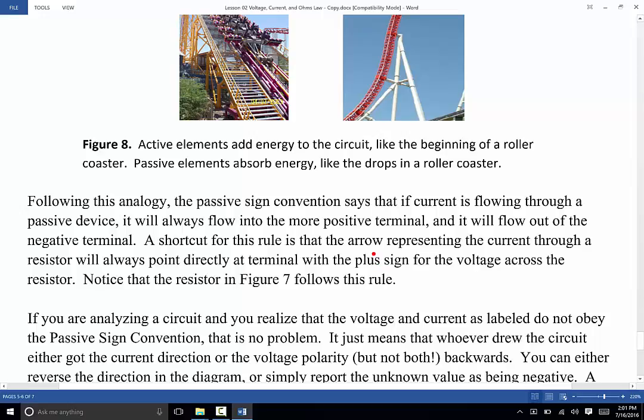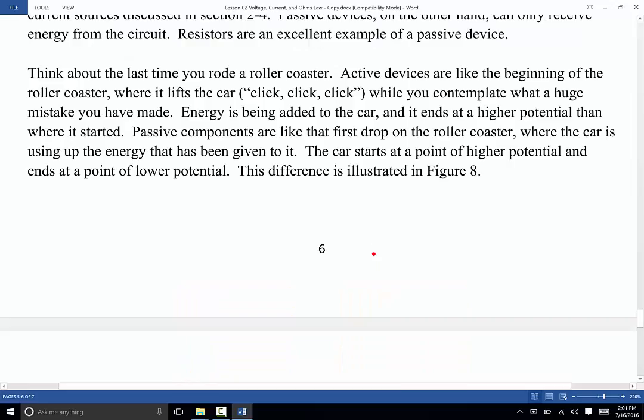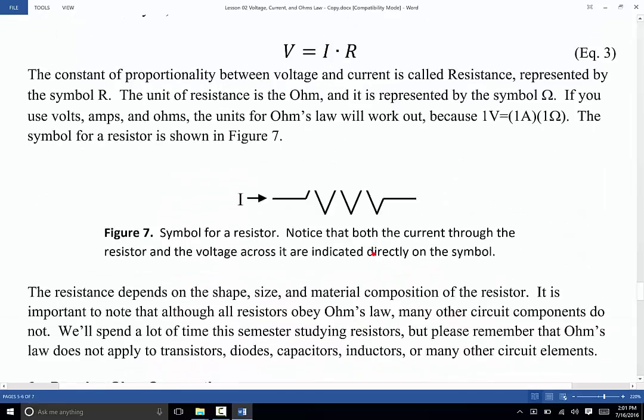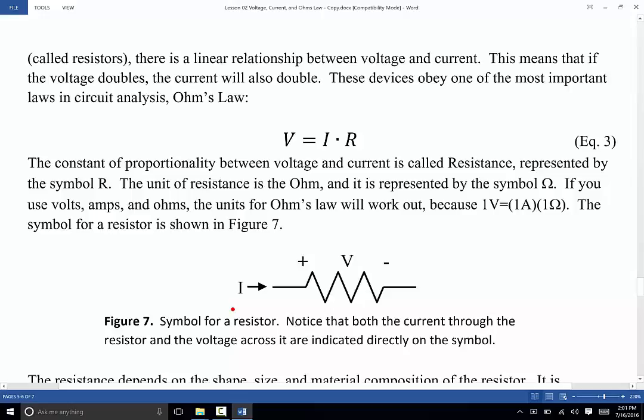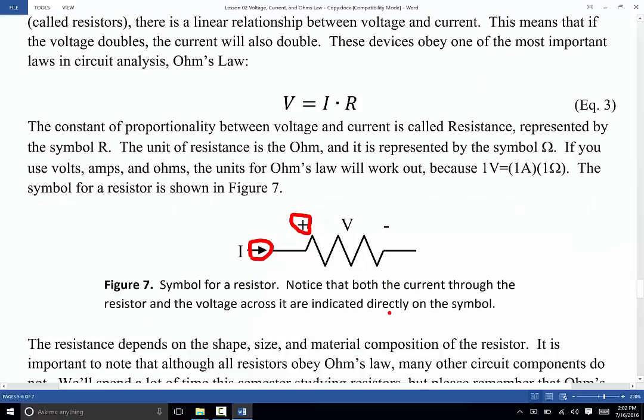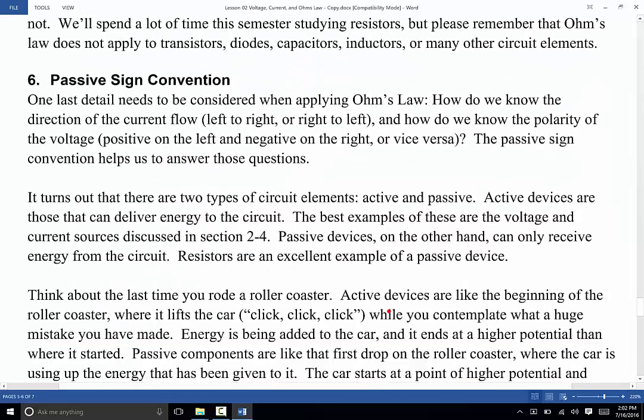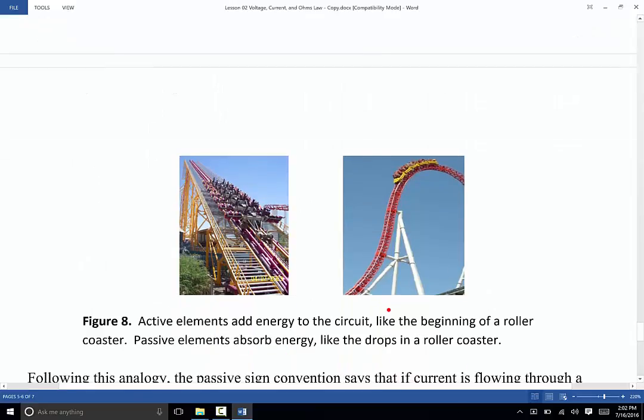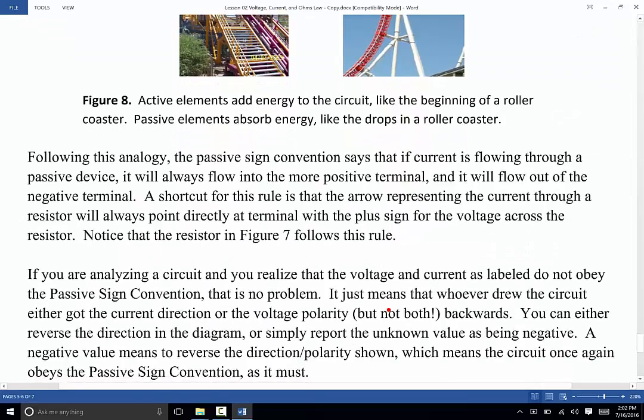So if I flash back to figure 7, which we talked about in the previous lesson, notice here that this has a current, and the arrowhead on that current is flowing directly into the positive terminal. And that is required when you're talking about a passive device. If the arrowhead were flowing into the negative terminal, then this resistor would be violating the passive sign convention. I know it seems like there should be more to it than that, but there really isn't. If the arrowhead is flowing into the positive terminal, then you have the correct configuration.